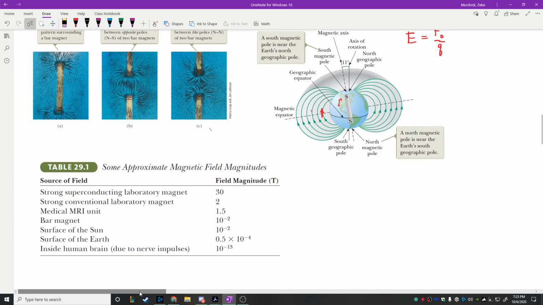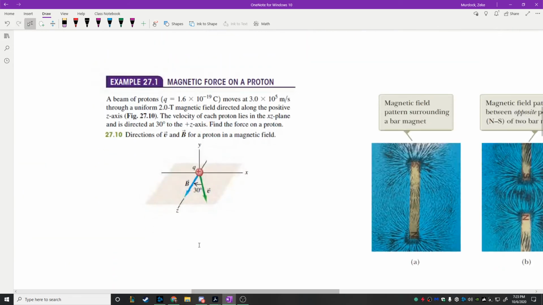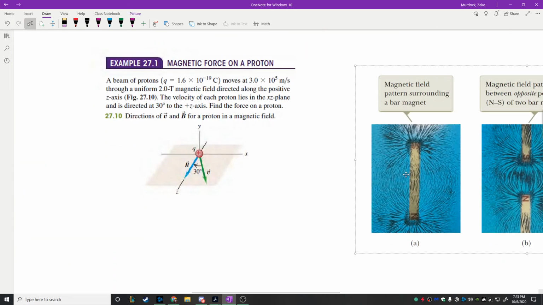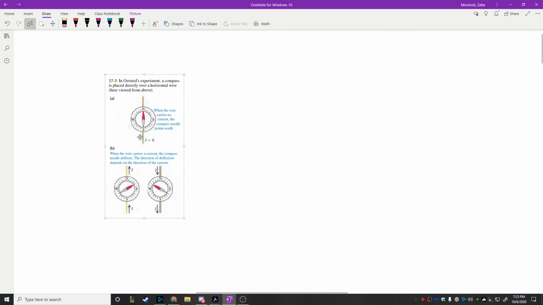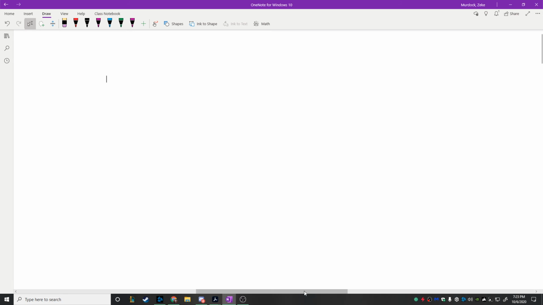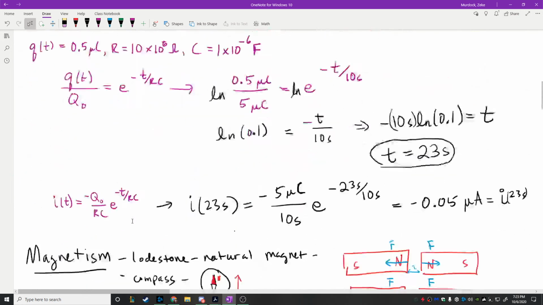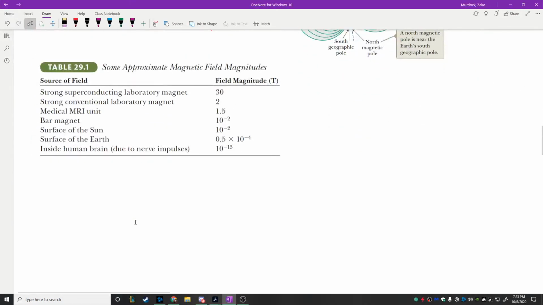Okay, well, let me make sure that I'm not missing anything out here. I think there was one other thing I wanted to talk about before we start getting into the math. Oh, here we go. This is something that's really interesting. Presumably, at some point in time in the 1800s, a guy named Ørsted.